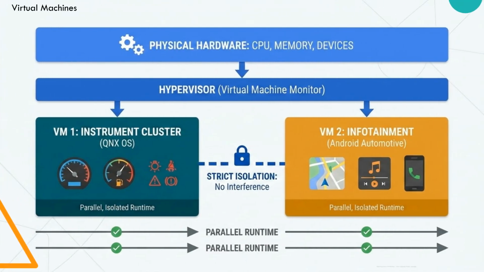Once CPU, memory, and devices are divided, the hypervisor creates virtual machines. Each virtual machine behaves like a separate computer. Inside one virtual machine, QNX OS runs the instrument cluster. Inside another virtual machine, Android Automotive runs infotainment. Both systems run in parallel, on the same hardware, but remain completely isolated from each other.